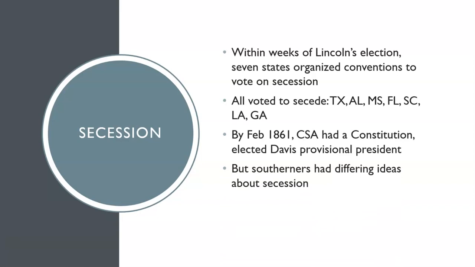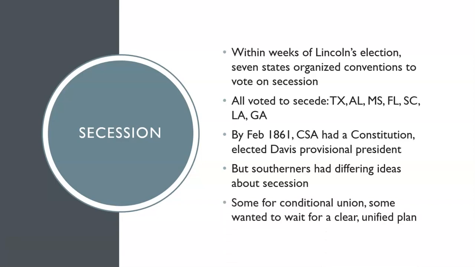But of course, not everyone in the South agreed about how secession should work or what it actually meant. Some of them did not want to trade a strong central government in the North for a strong central government in the South. Some were for conditional union. Some wanted to wait for a clear unified plan. So there were some other southern states that are, as you notice, Virginia is not a part of this. North Carolina, not a part of this. Maryland and so forth. They're waiting to see, is this really going to work? And how is it going to work before they wanted to commit to it?